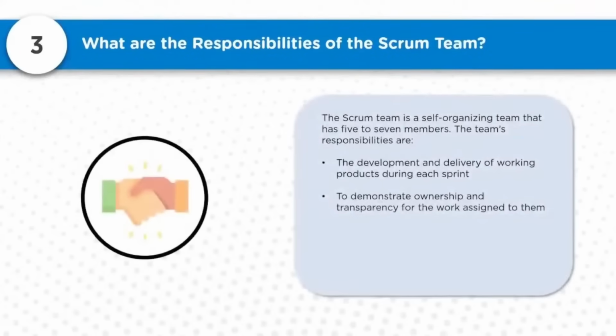The Scrum team is self-organizing, as I mentioned earlier. It has 5 to 7 members, and the responsibilities include the development and delivery of working products during each sprint. Now we are seeing the new terminology, sprint. What is the meaning of sprint? A sprint refers to a time-boxed iteration which has specific deliverables to be accomplished as part of it. The self-organizing team takes that specific working piece that needs to be delivered.